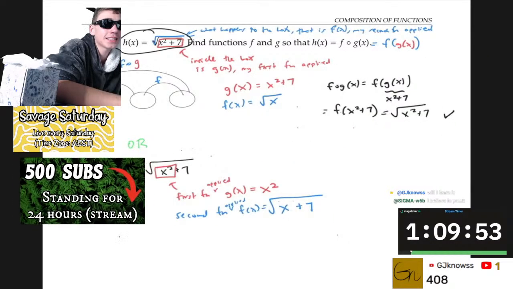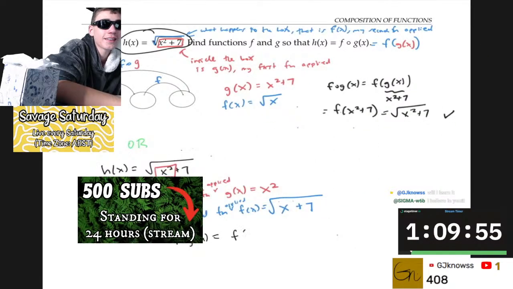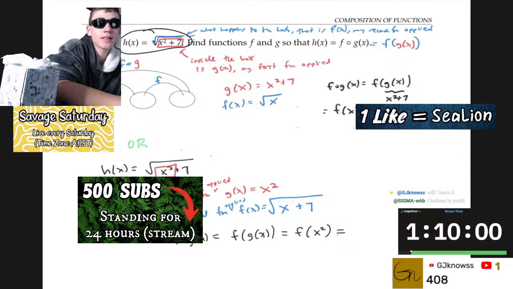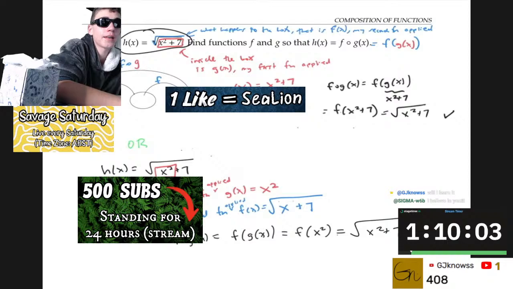Again, I should check if this works. If I do f composed with g of x, that's f of g of x. g of x is x squared, so I'm taking f of x squared. When I plug in x squared for x, I do in fact get the square root of x squared plus 7. So this is the alternative correct solution.